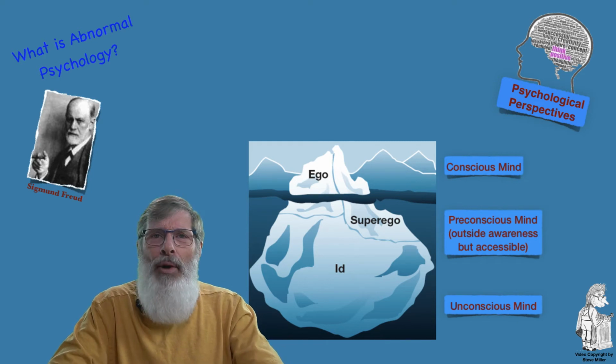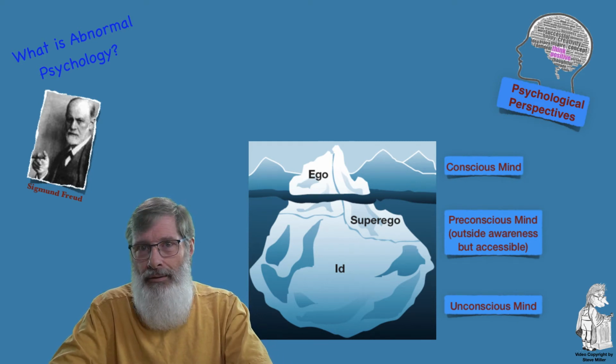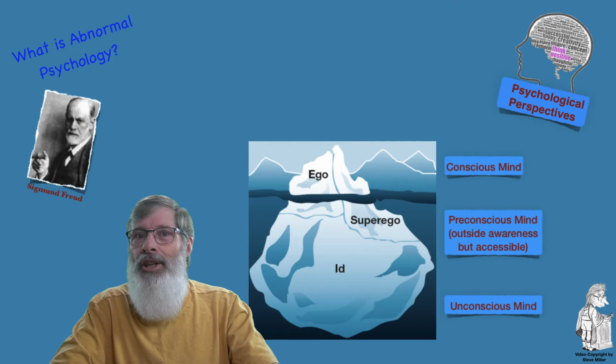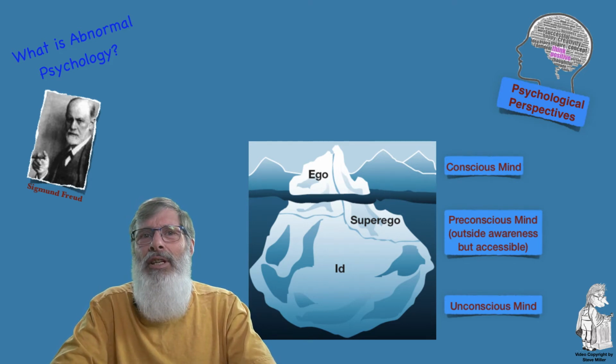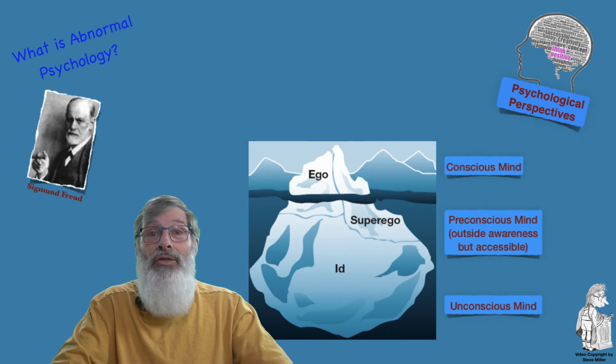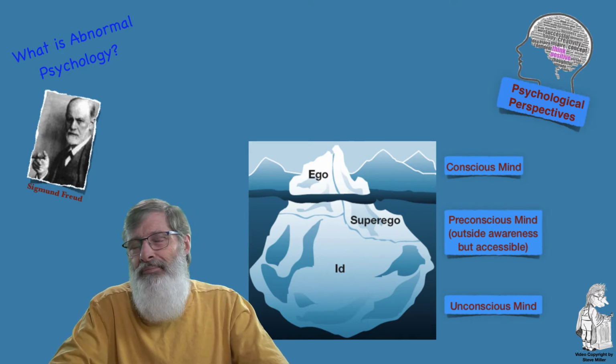The id operates by primary process thinking. The id relates to the world in fantasy and imagination. Therefore, the id can meet its needs through creating mental images, imagination and fantasy.